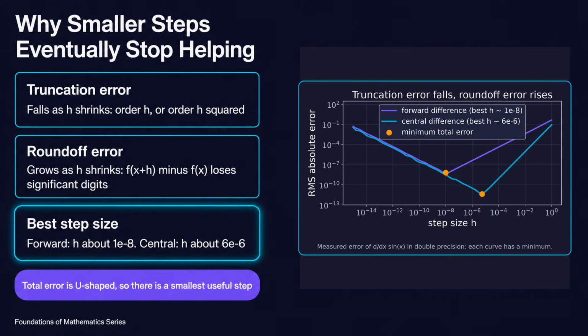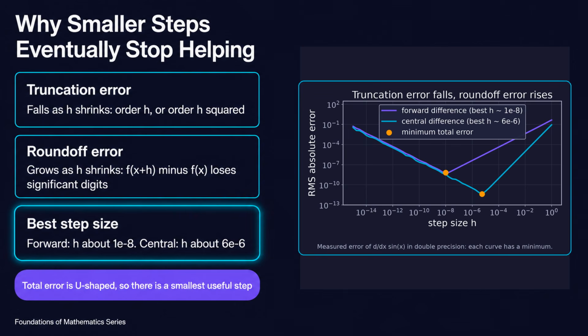Every function value a computer returns carries a relative error of about machine epsilon, which in double precision is roughly 2 times 10 to the minus 16. When h is very small, f at x plus h and f at x agree in almost all of their digits, so the subtraction cancels those digits, and what is left is mostly rounding noise. Dividing that noise by a tiny h magnifies it. So the total error has two competing parts: truncation error, which falls as h shrinks, and roundoff error, which grows as h shrinks. Their sum is the U-shaped curve on the right, and it is measured rather than sketched.